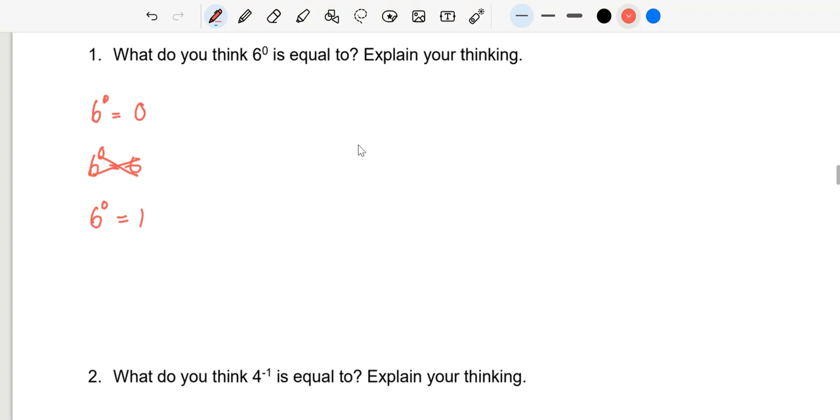Okay. Why is 6 to the power of 0 1? What do you think? I'm not asking for is it, I'm asking for a statement. Because it's not the same as 6 times 0, because if it was 6 times 0, it would be 0. But it's not the same as that.